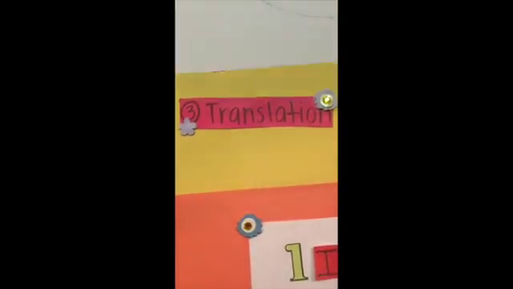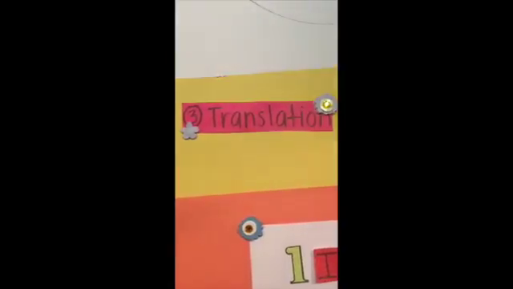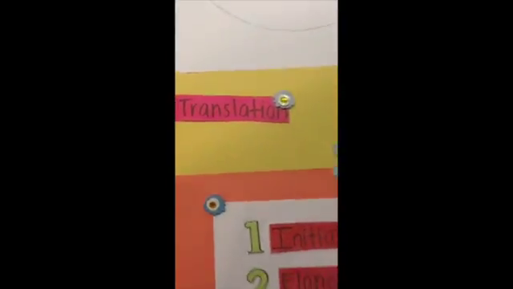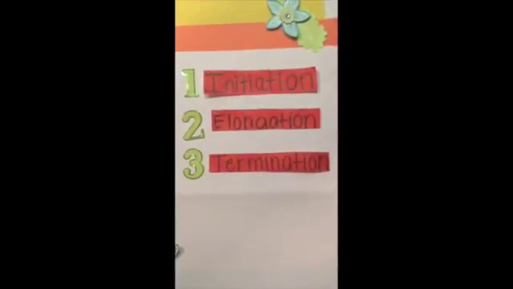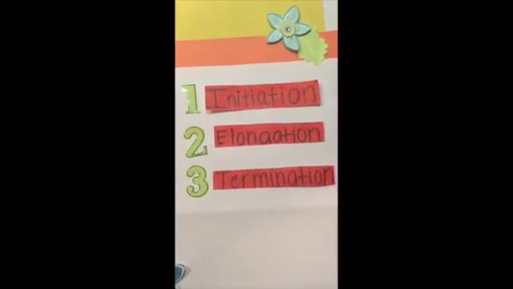The third and last step of protein synthesis is translation. Translation consists of 3 steps. 1. Initiation, 2. Elongation, and 3. Termination. Initiation. A small ribosomal subunit binds to a molecule of mRNA.